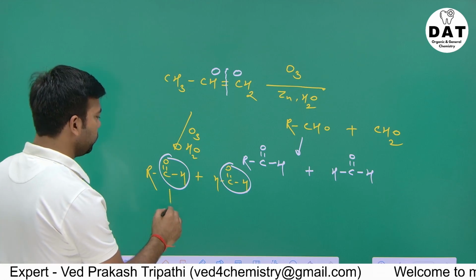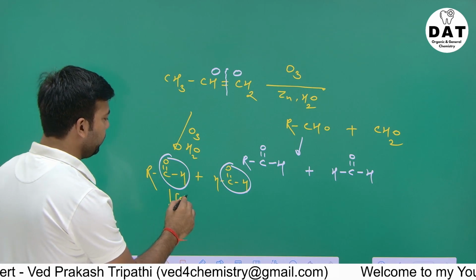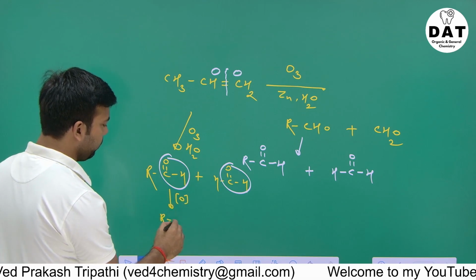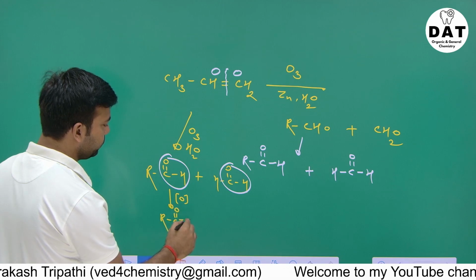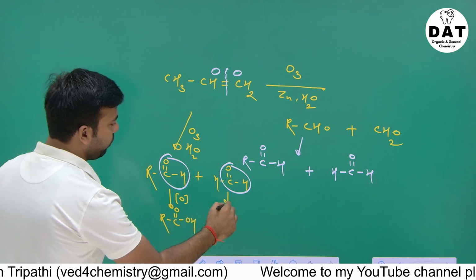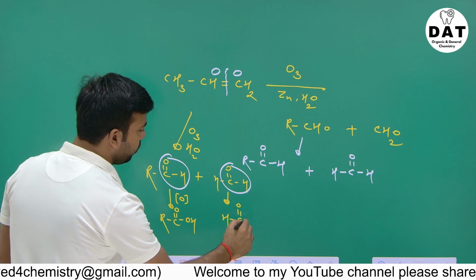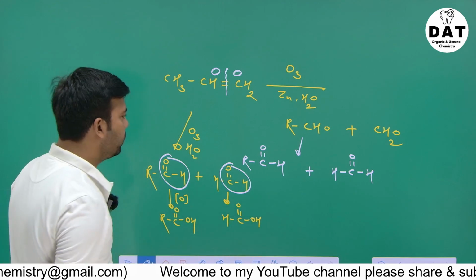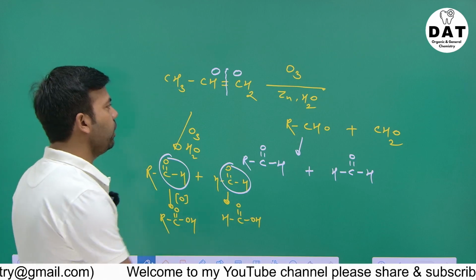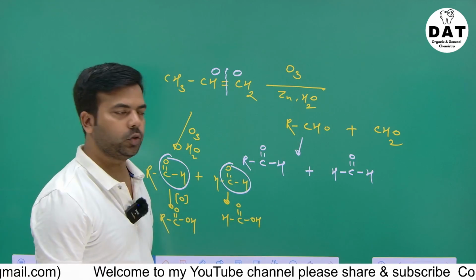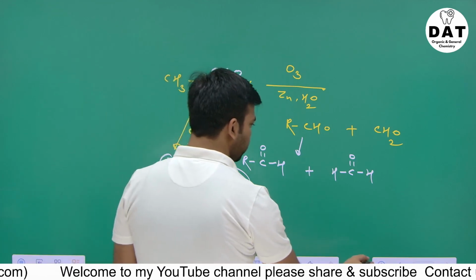So both are going to oxidize and become acids. So it will be C double bond OOH, and this one will form formic acid. The formic acid formula is HC double bond OH. So this one is the oxidative and the right one is the reductive ozonolysis. Let's discuss another example.